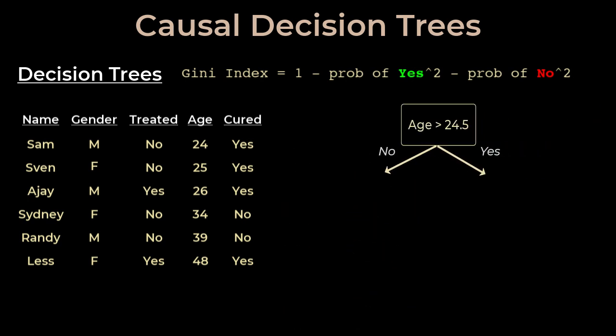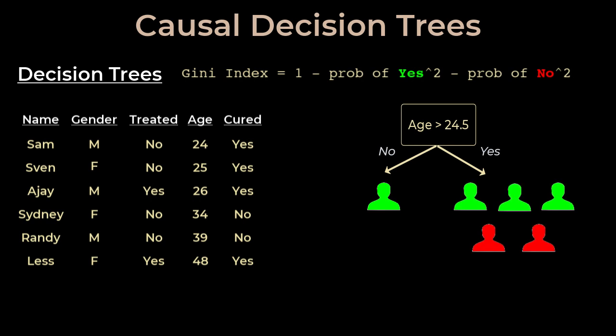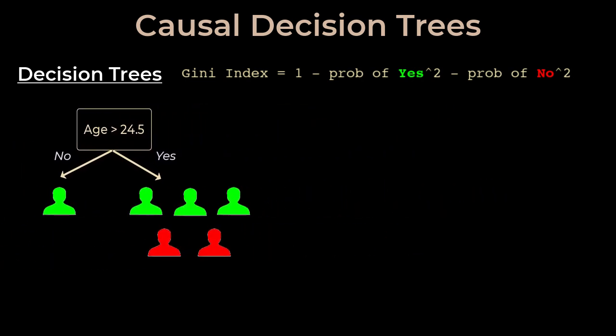If we pass all the patients into this node, we'll end up with 1 yes on the left child and 3 yeses and 2 nos on the right child. We now compute the Gini index of the split. So on the left child, we had 1 yes. This means that the probability of yes is 1 on 1, and the probability of no is 0. And substituting this in our Gini index equation, we get the Gini index of the left node as 0.